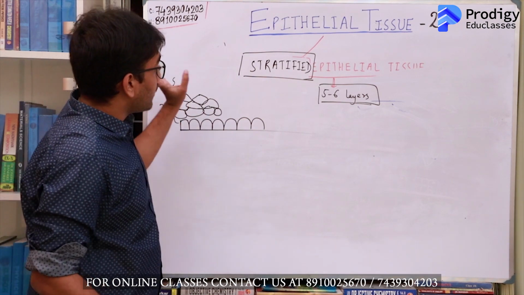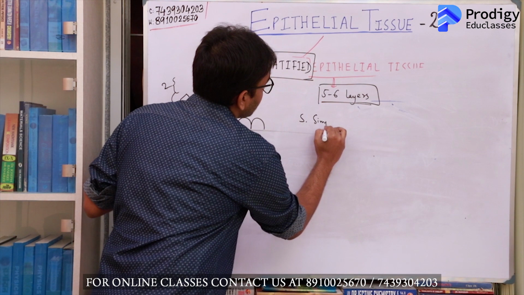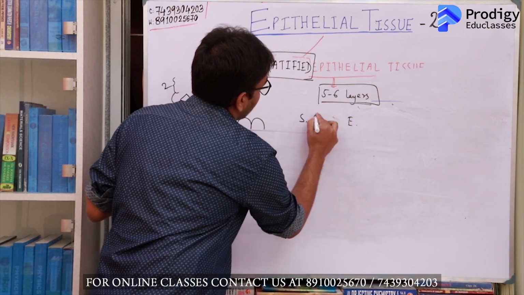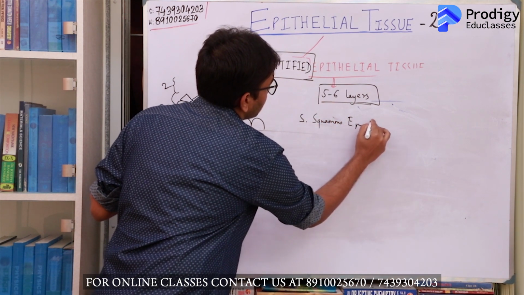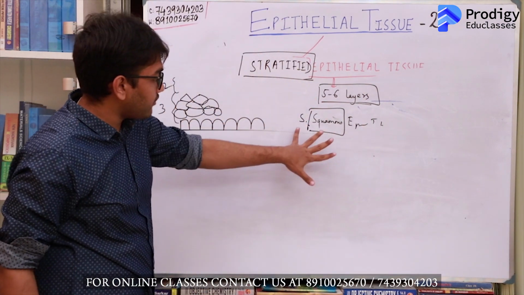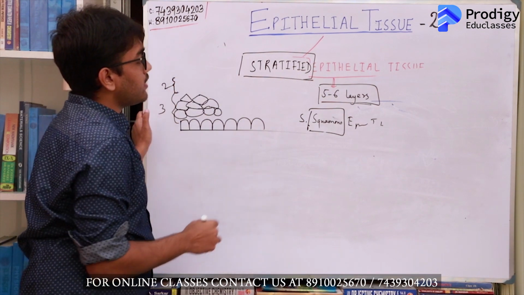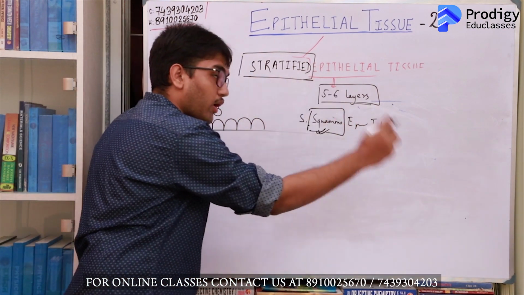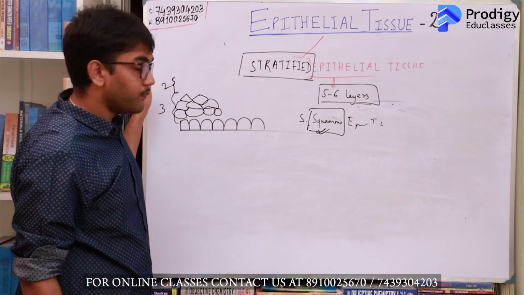Suppose you have a stratified squamous epithelial tissue. If you have a stratified squamous epithelial tissue, the final 2 layers of cells will be of squamous type. If you have a stratified cuboidal epithelial tissue, the apical 2 layers of cells will be of cuboidal type.